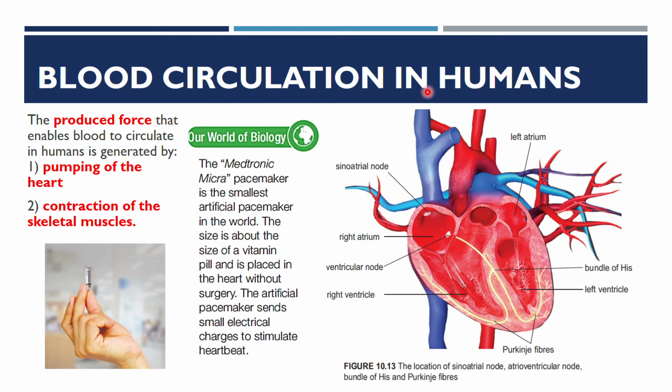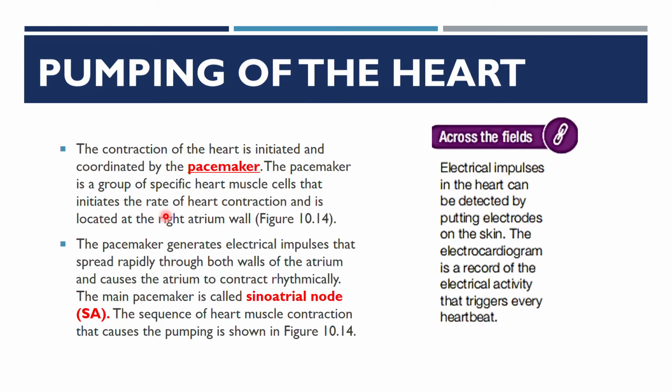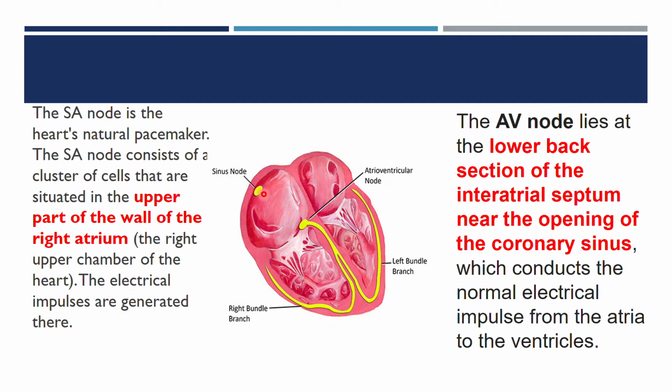Okay, the blood circulation in humans is made possible by the force produced by the pumping of the heart and the contraction of the skeletal muscles around the veins. The pumping of the heart is made possible by a group of tissues known as the pacemaker, and the main pacemaker is the sinoatrial node. This is the location of the sinoatrial node, SAN. That is the heart's natural pacemaker.